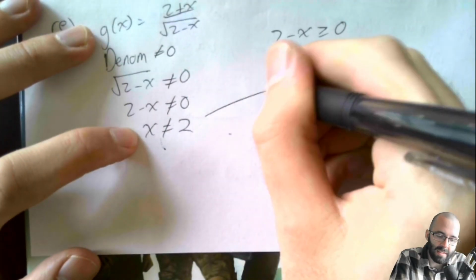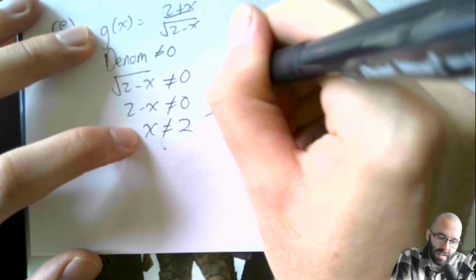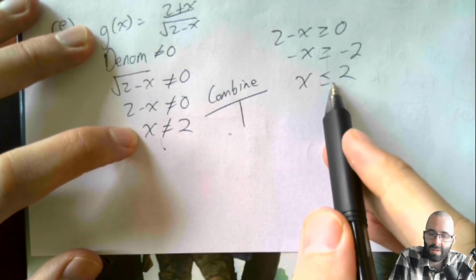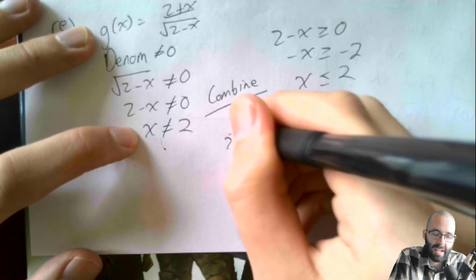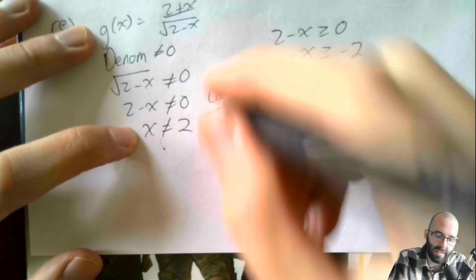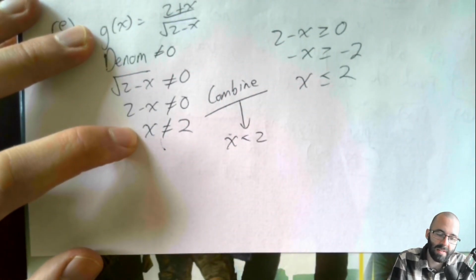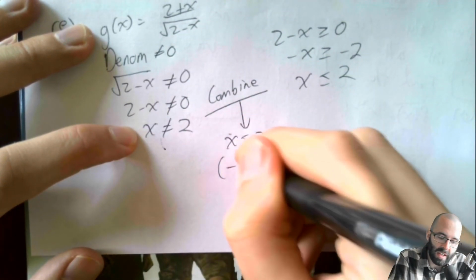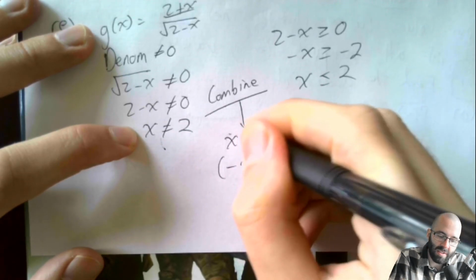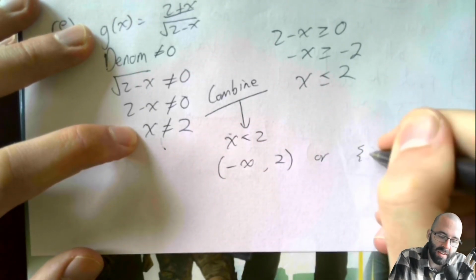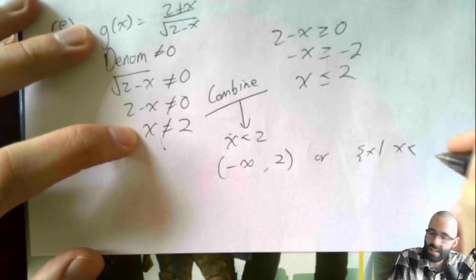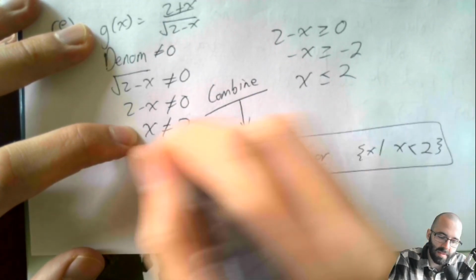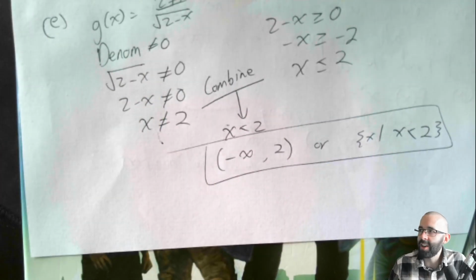So we combine these and say, okay, well then x can't be 2, but it can be anything less than 2. That's how we combine these, and then we use this right here for our answer. Negative infinity to positive 2 with brackets, or the set of all x such that x is less than 2. Like so.